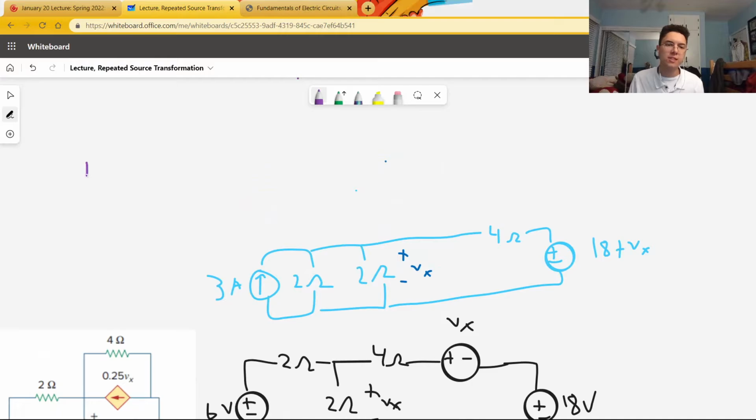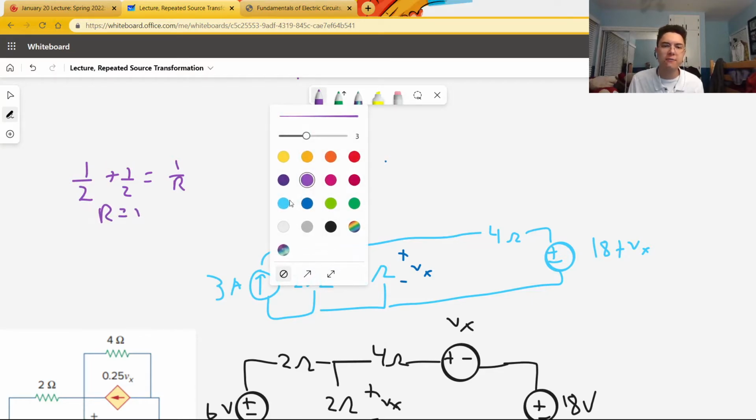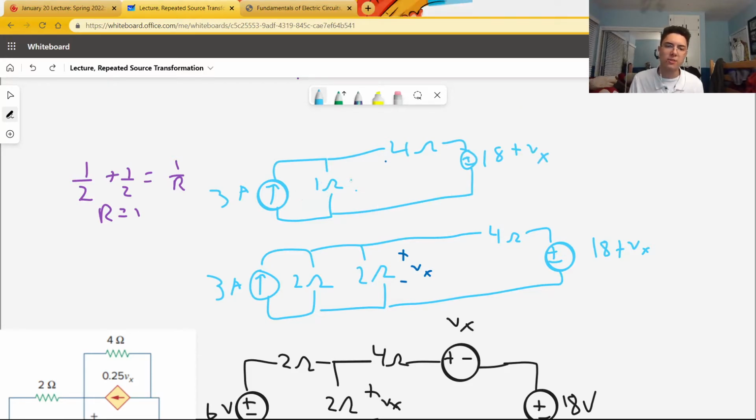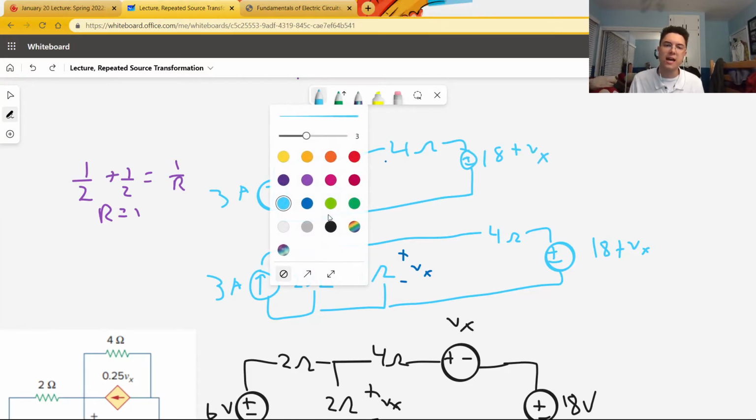Note that to do this, we simply say 1 over 2 plus 1 over 2 equals 1 over R equivalent. 1 half plus 1 half is 1, so R equals 1. So we can rewrite this circuit as having a 1 ohm resistor in place of the two 2 ohm resistors, and of course we have the rest of our elements. Note that the voltage across this 1 ohm resistor is still Vx.